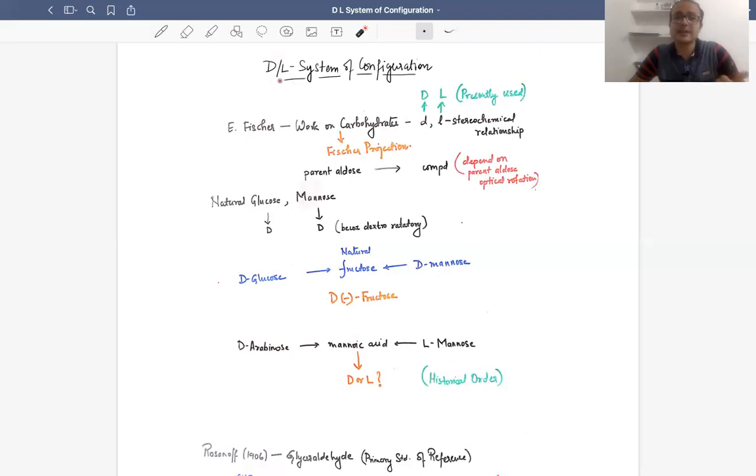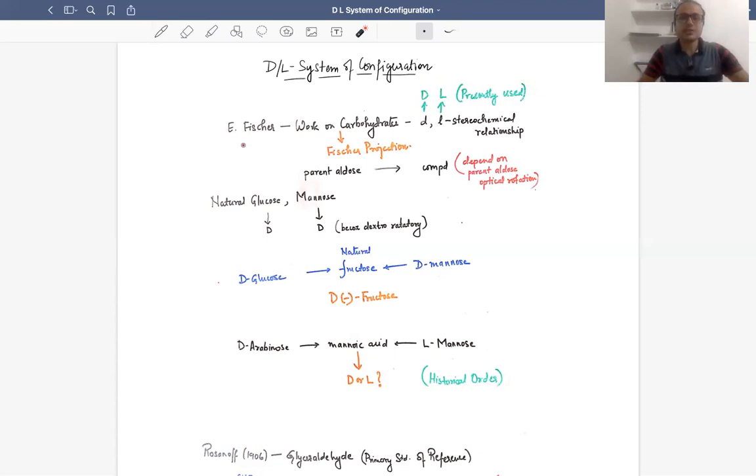And another thing that you must note about the DL configuration is that it is a relative way of assigning the configuration. It is not the absolute way of assigning the configuration, and that is the main reason why we no more use the DL system of assigning the configuration. Now, why it is called a relative method, I'll let you understand as we progress in this video.